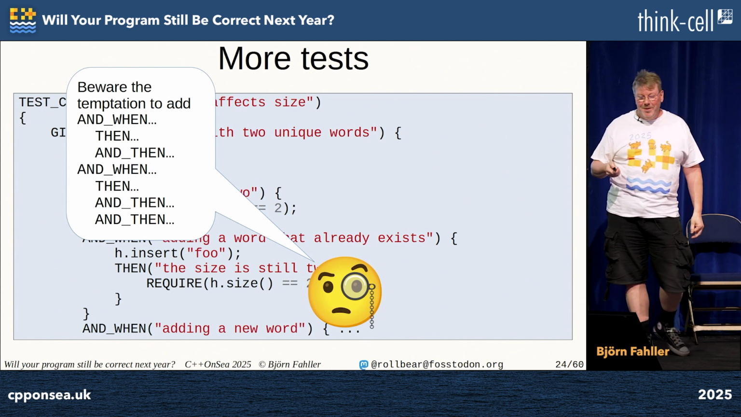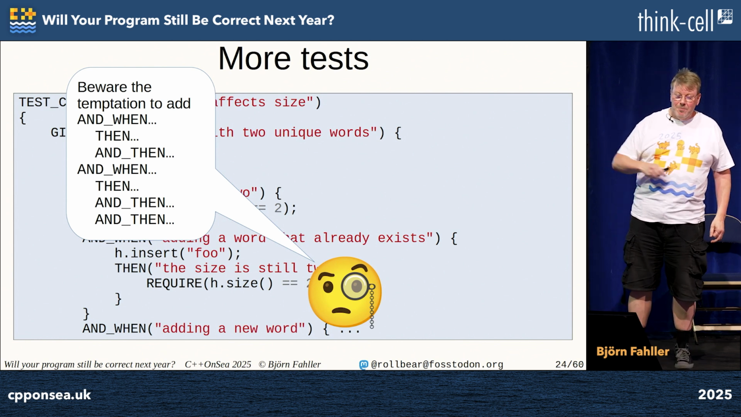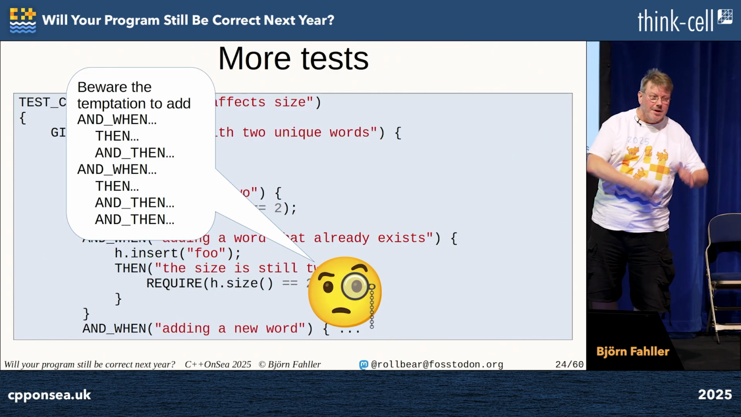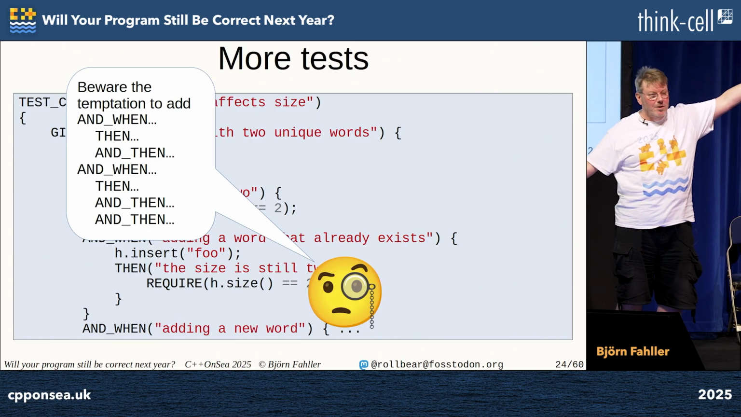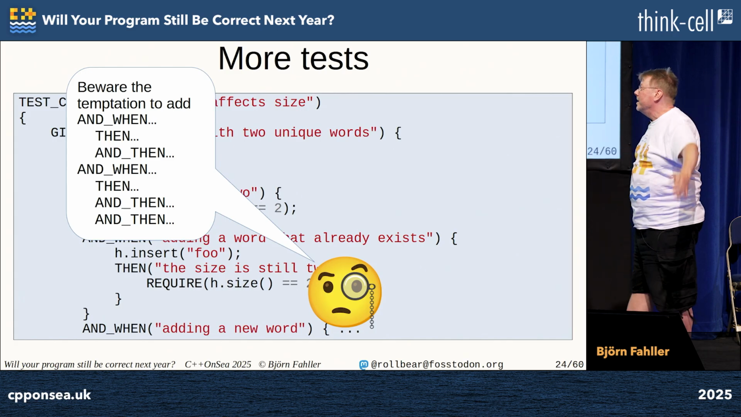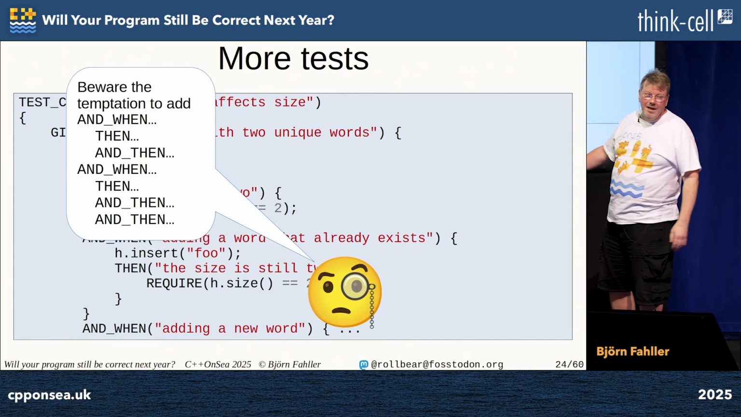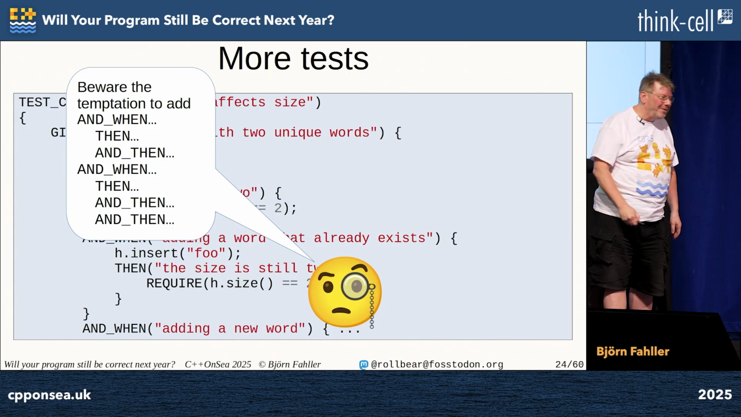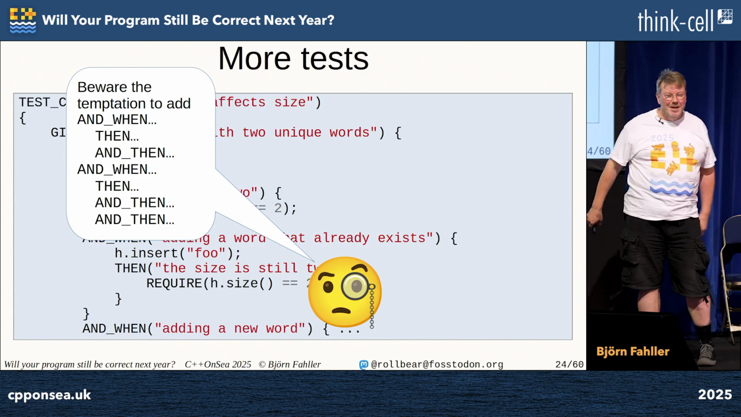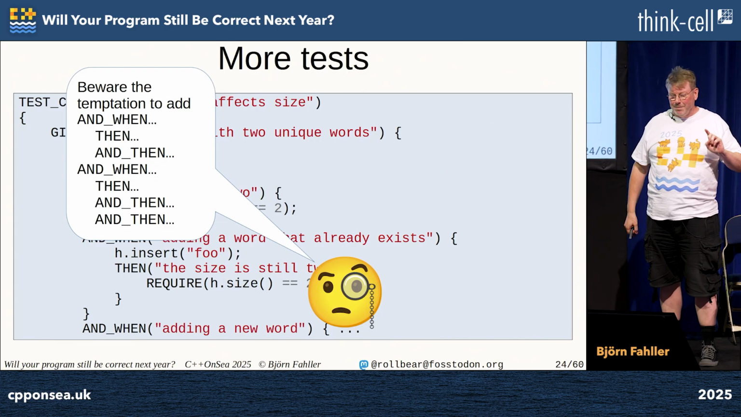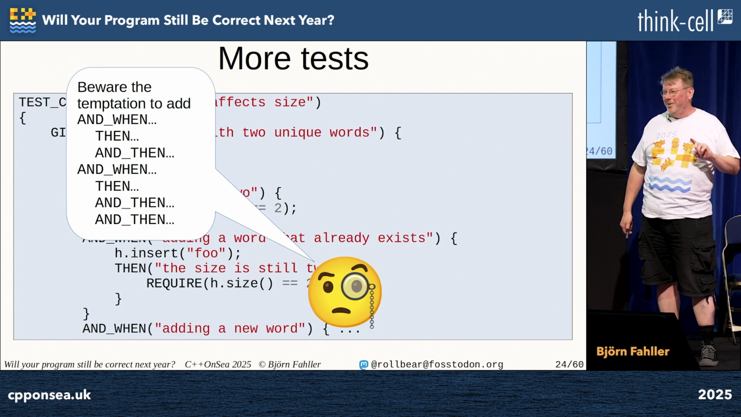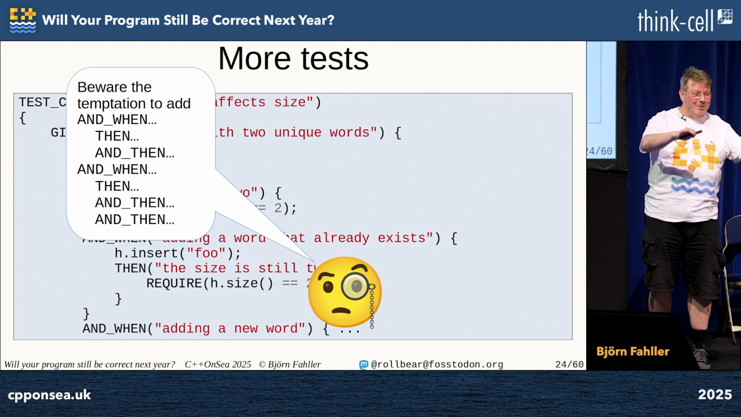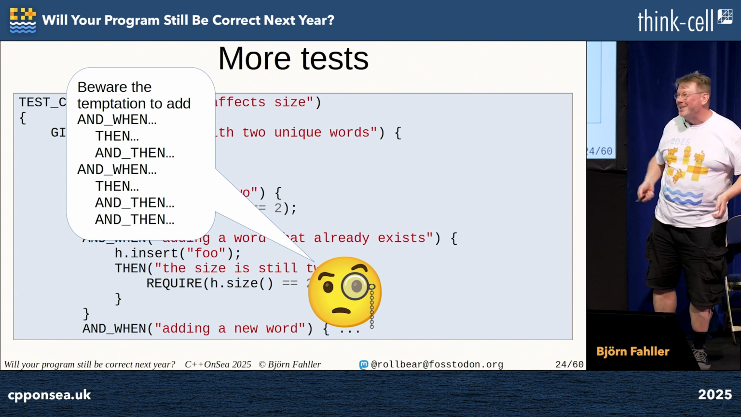There is a very human temptation to just add more, and when, and then, and when, and then, and then you suddenly have a test case that is 1,000 lines long. And it's absolutely impossible to navigate. Please do not fall for that temptation. Constrain yourself. When you see that the test grows, stop and think, what am I doing? Reflect. Not language reflection, your own reflection.